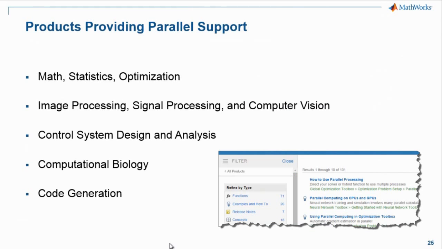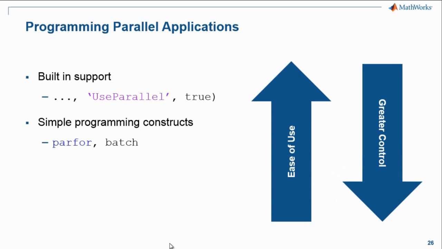We have a lot of products that have this use parallel flag. We've tried to add it to the functions that make sense to have it, so functions that lend themselves well to parallelization and that are typically computationally expensive. So you can search this use parallel flag and it'll show you all the functions available for built-in support like this. Next we have simple programming constructs.